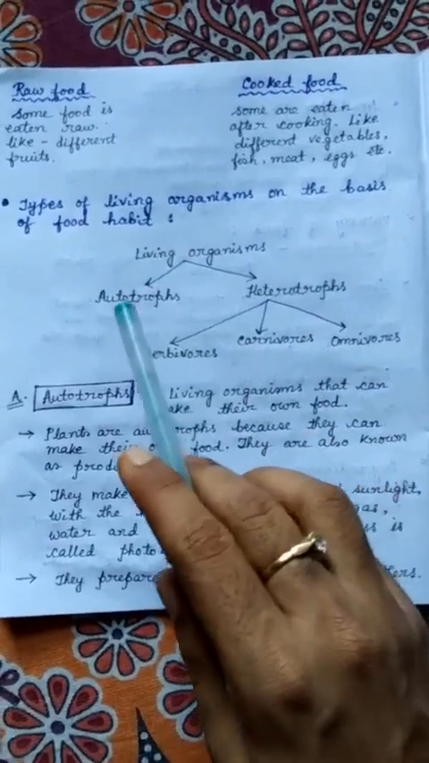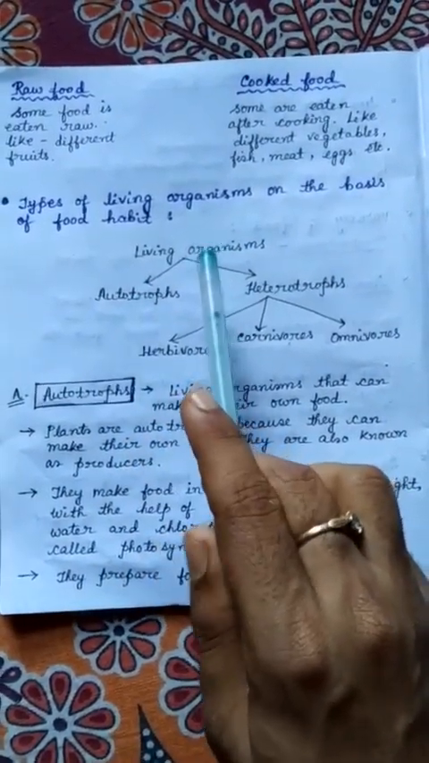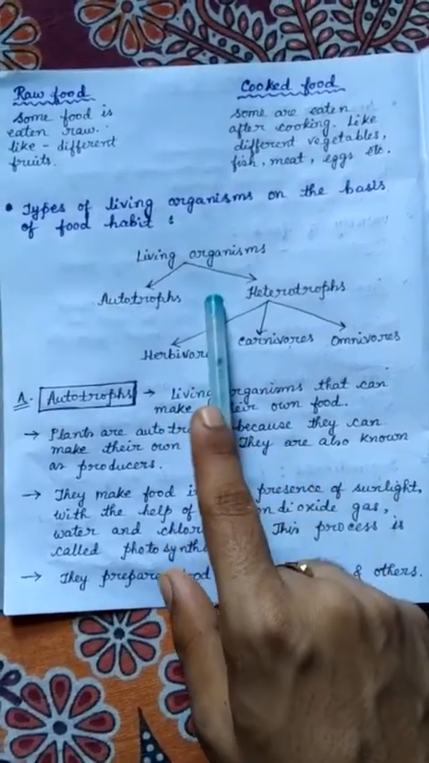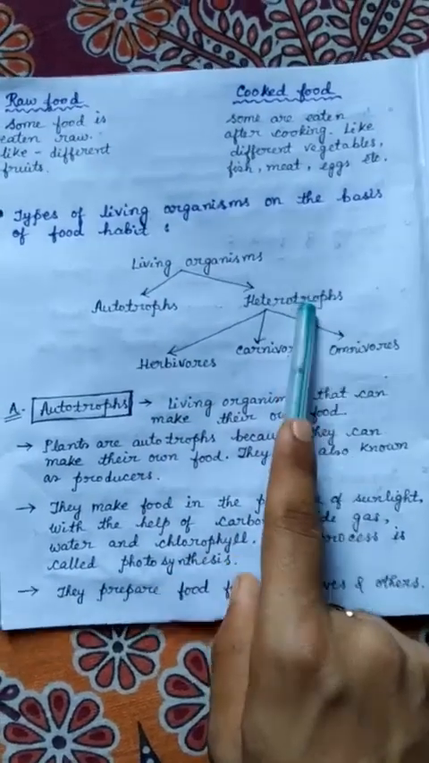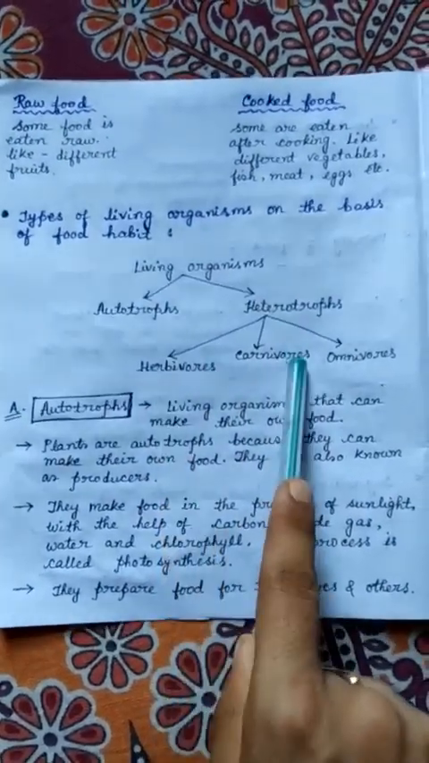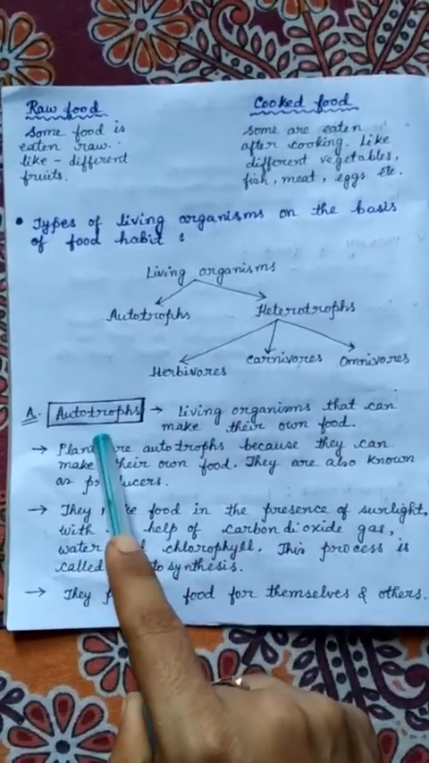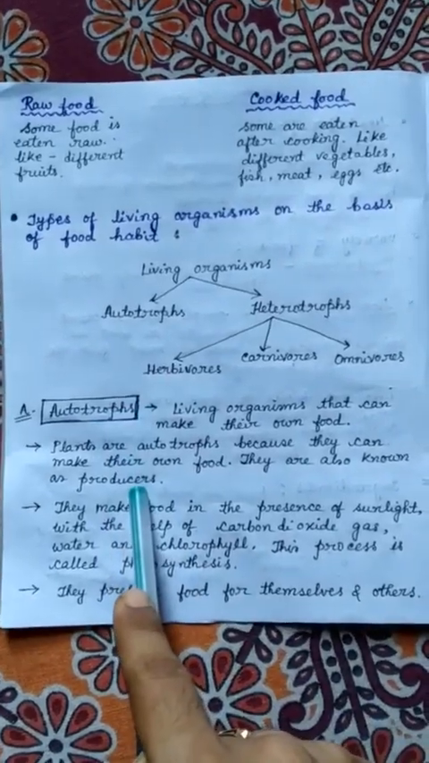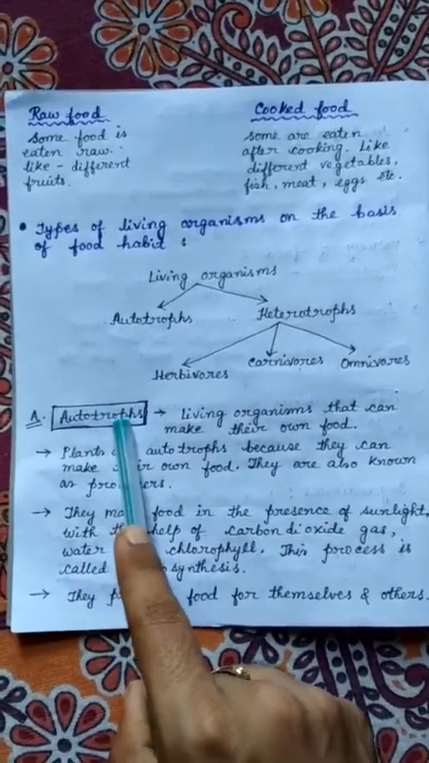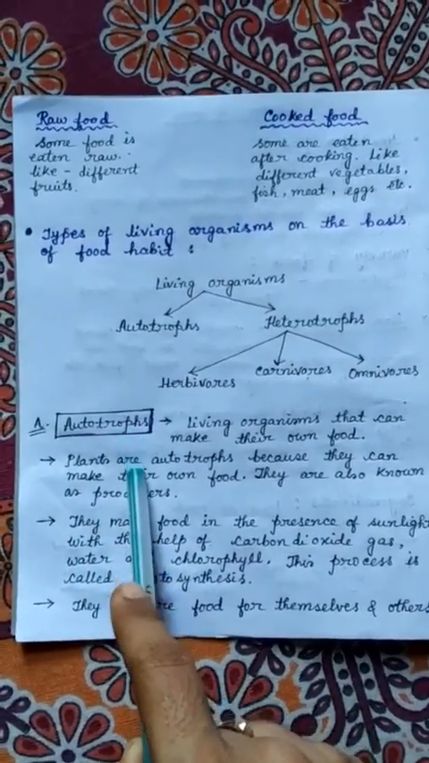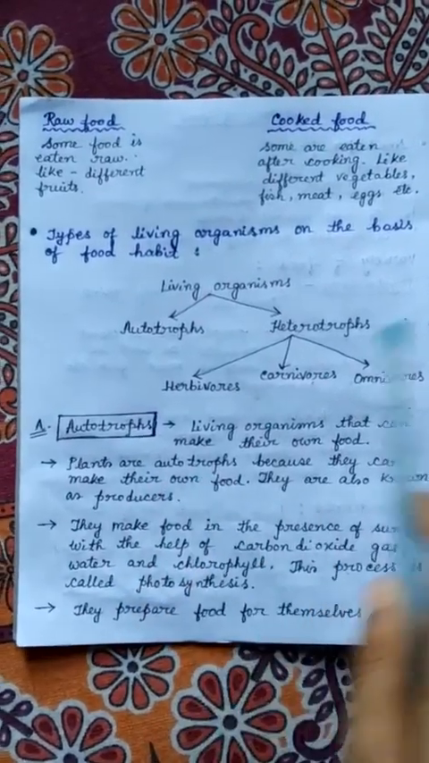Then there is a question: write the different types of living organisms according to their food habit. So living organisms are mainly classified into 2 types, autotrophs and heterotrophs. Heterotrophs are further classified into herbivores, carnivores and omnivores. Now what do you mean by autotrophs or producers? Living organisms that are able to make their own food are called autotrophs. Plants are autotrophs, they make their own food, and for this reason they are known as producers.